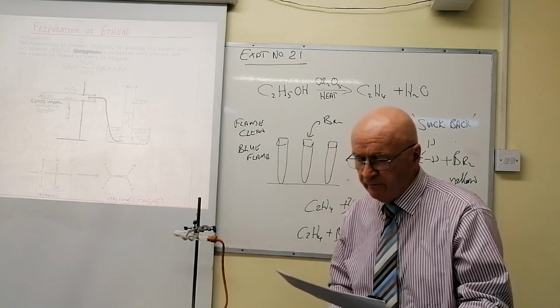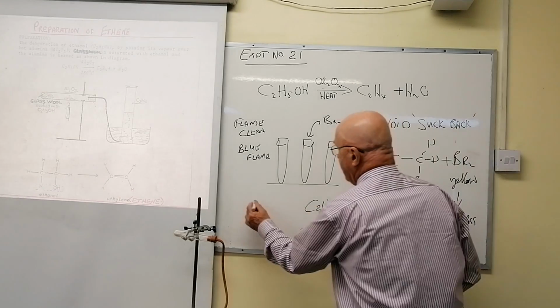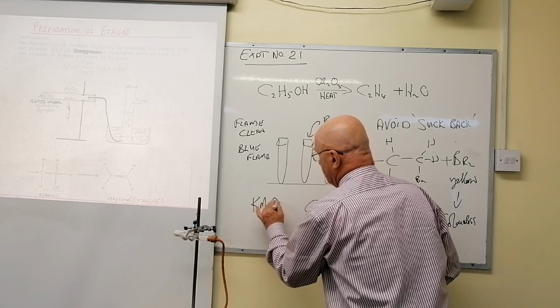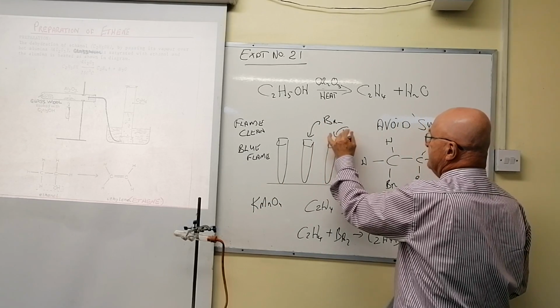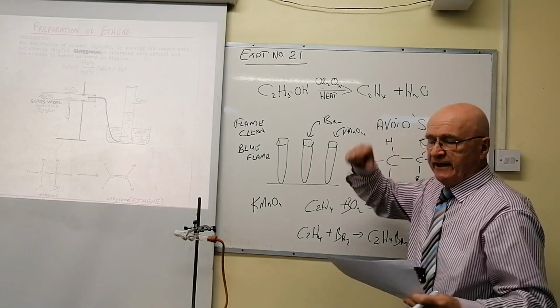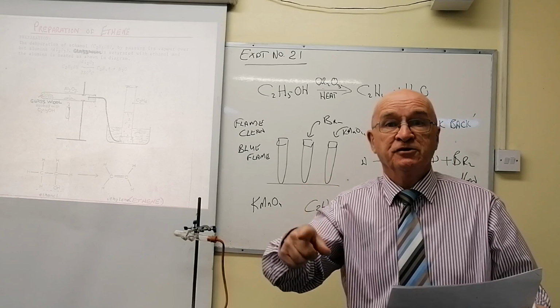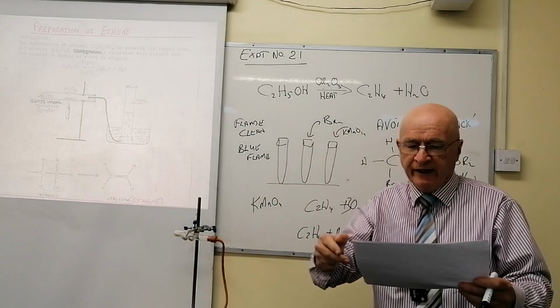And then you could also mix it with potassium manganate 7. We met that already today, KMnO4. So you take another test tube, lift the lid and put in the KMnO4, that's the purple solution I was using earlier, and shake it well. And the purple should go colourless. No equation needed at all here now, just that's what should happen, right?